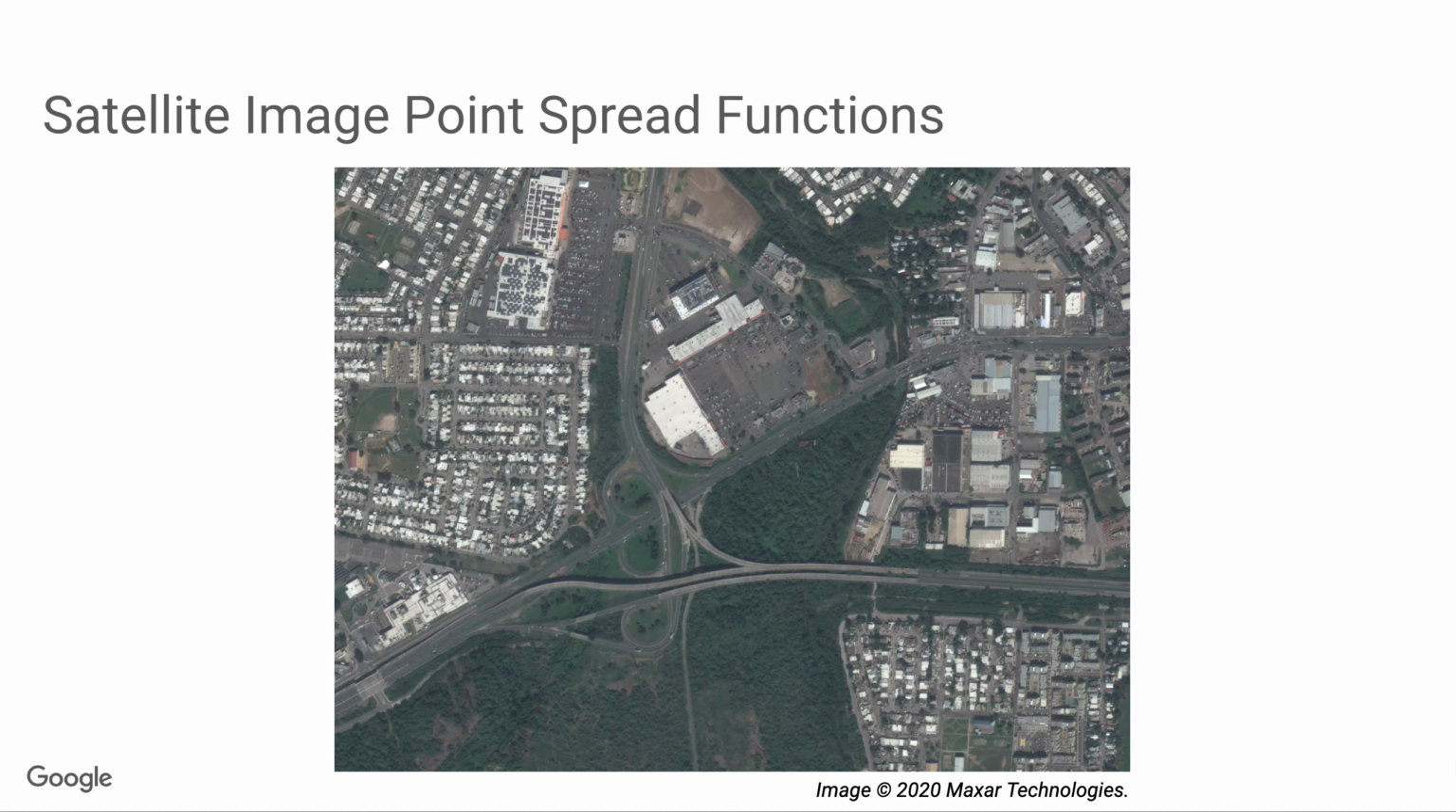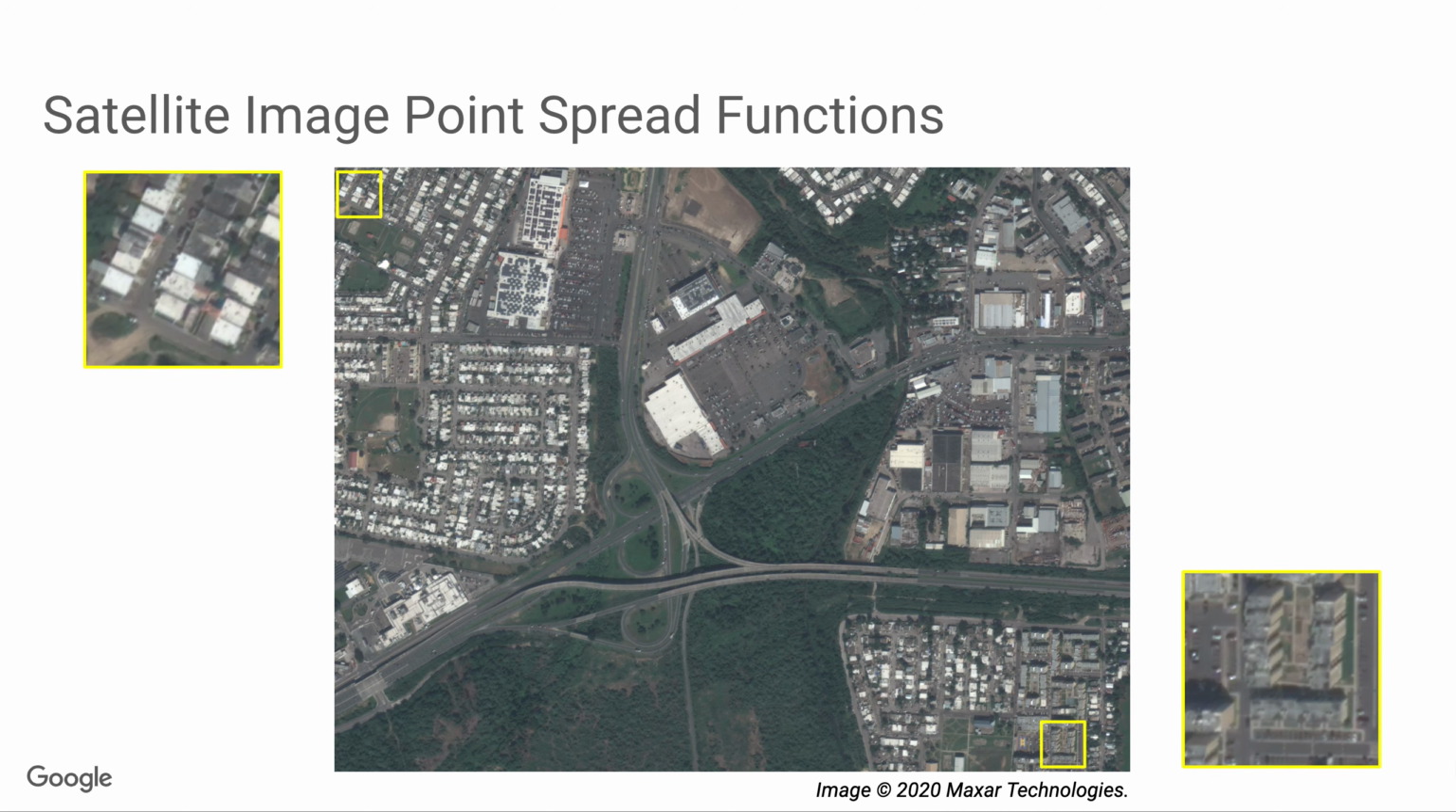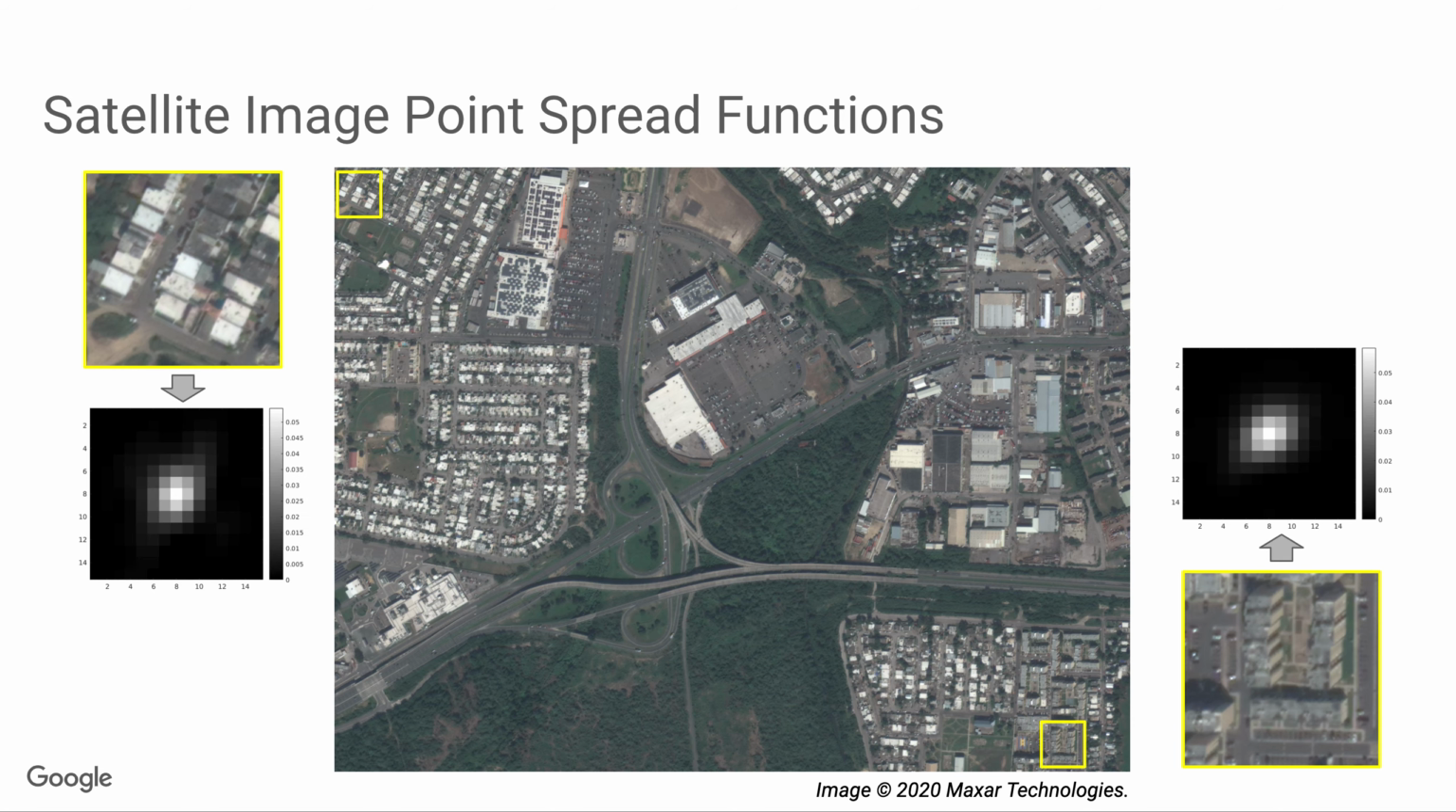This is a sample image from the GeoEye-1 satellite. We took two small patches and estimated their point spread functions. It turns out that, first of all, the point spread functions are not isotropic. They are directional, which means there is probably some mild motion blur, and the motion direction slightly varies over the space.